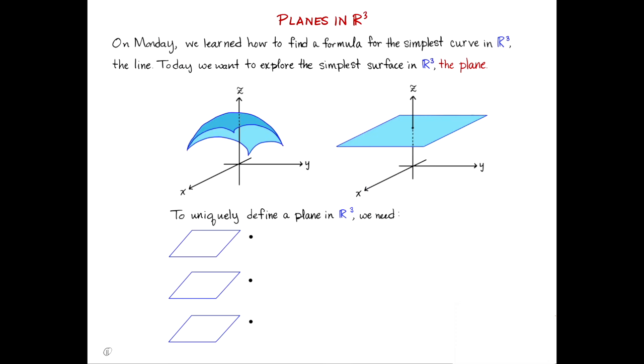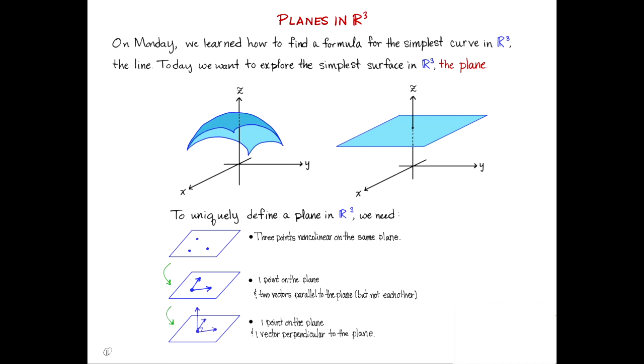Last week, we were able to find a formula for the parametric vector equation of lines in R3. Today, we can take that idea and extend it to finding equations of planes. To uniquely define a plane in R3, we need 3 non-collinear points that lie on the same plane. Or from those 3 points, we could find 2 vectors that are parallel to the plane but not to each other. Or we can go one step further: if we had 1 point on the plane and a vector perpendicular to the plane, we could use that to define an equation of the plane.